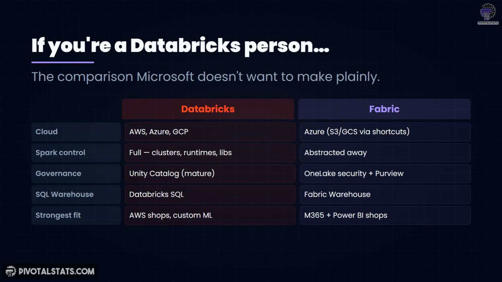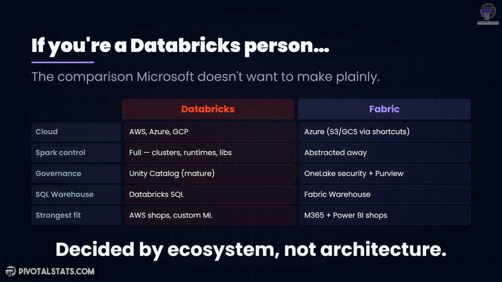Databricks SQL Warehouse versus Fabric Warehouse is closer than other comparisons. Both are Delta native distributed SQL engines. Performance benchmarks vary by workload and depend on who paid for the benchmark. The deciding factor is usually ecosystem. If your organization runs on Microsoft 365, Power BI, Teams, and Purview, Fabric integrates in a way Databricks cannot match. If your organization runs on AWS or has heavy custom ML pipelines, Databricks is still the safer choice.